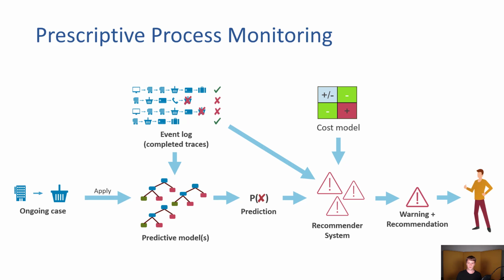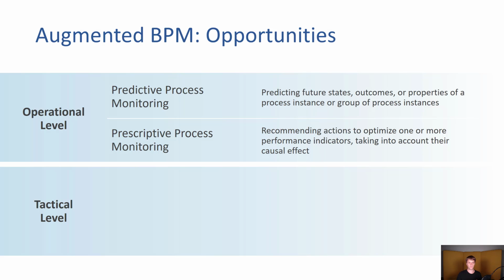And finally, this information will be used to produce, for example, warnings when the ongoing case is predicted to deviate from the desired outcome, and also recommendations on how to fix this situation, or in other words, to turn a possible deviation into the desired outcome. And those recommendations then in turn can be fed back into the cost model in order to make future recommendations even more accurate. Now, this covers the basics of both predictive and prescriptive process monitoring.